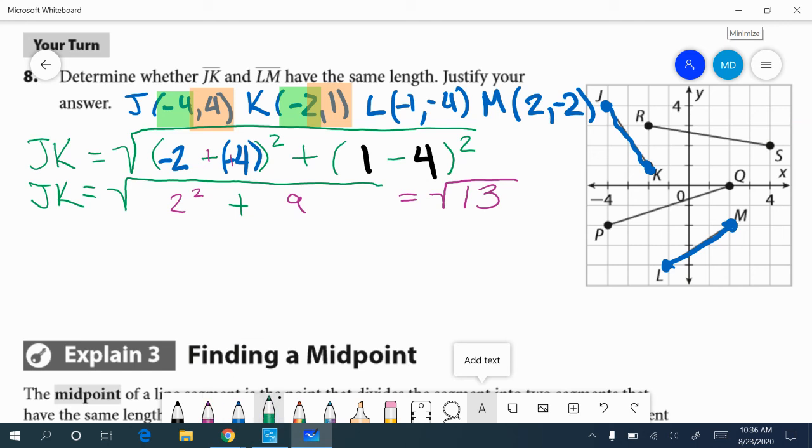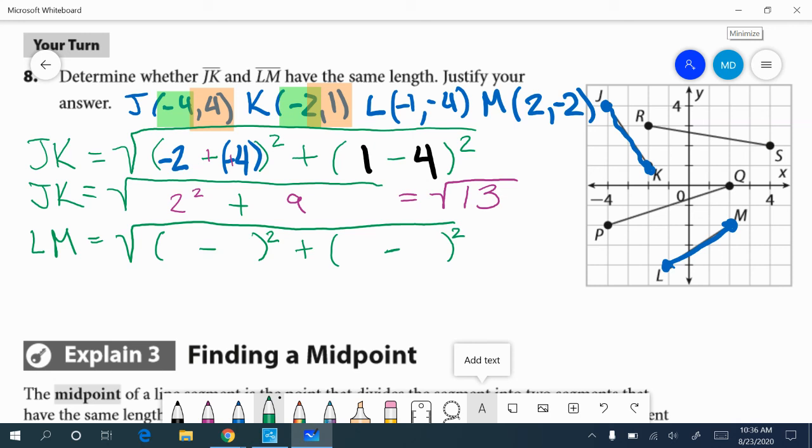Okay. Now we're going to look at length LM. So again, a big square root symbol. We're going to be subtracting some x values here and squaring them, and then adding the difference of some y values here that are squared. Okay, it helps to write that down first. And now I got to figure out what do I put where.